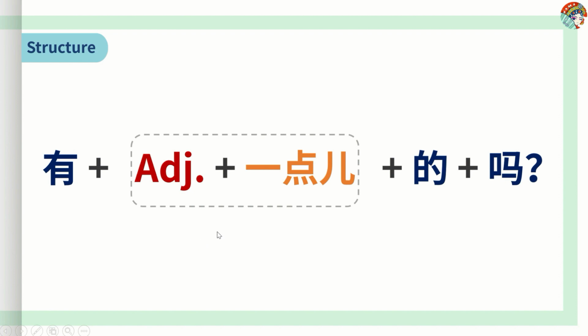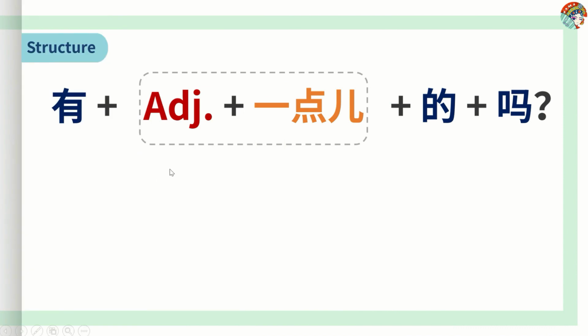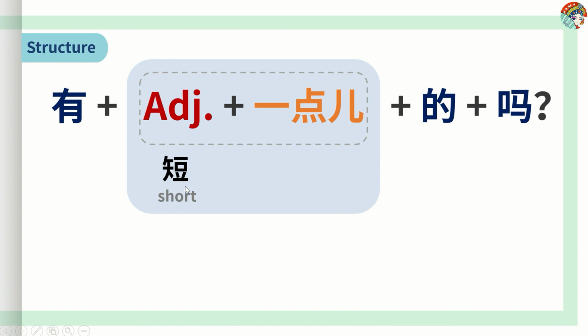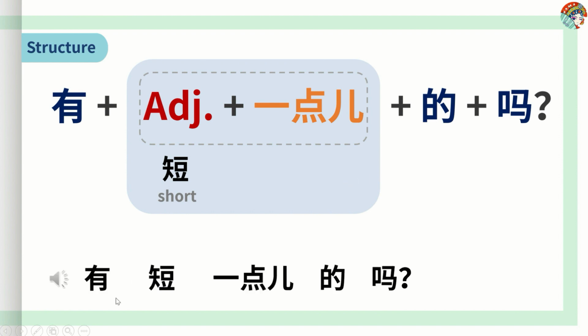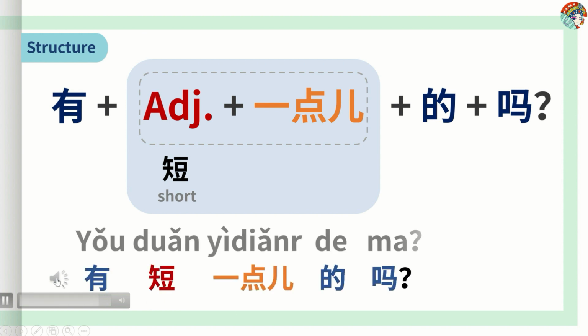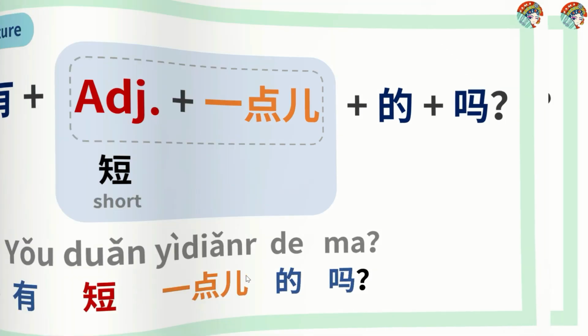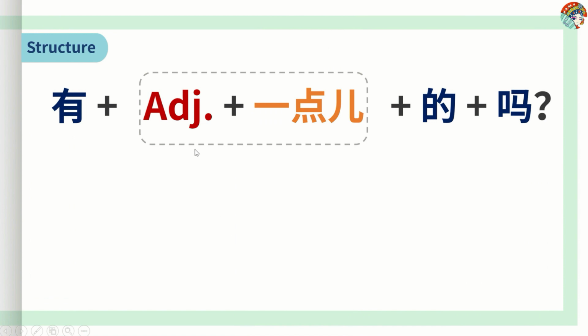Let's make some examples. The structure here, I will give you a word, 短. It means short. The aim of asking this question, 有短一点的吗, is to know if there is a shorter one. Now, let's look at this sentence. 有短一点的吗? You can click on the button, listen and repeat. 有短一点的吗?